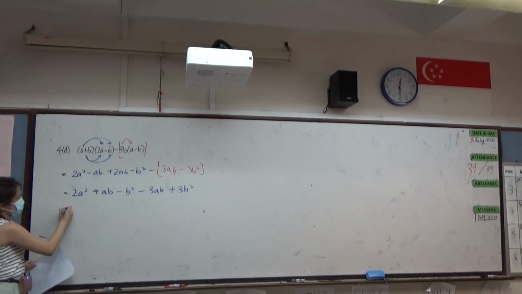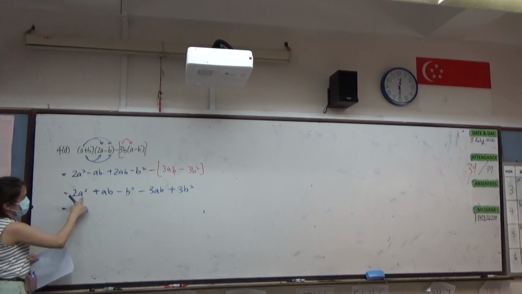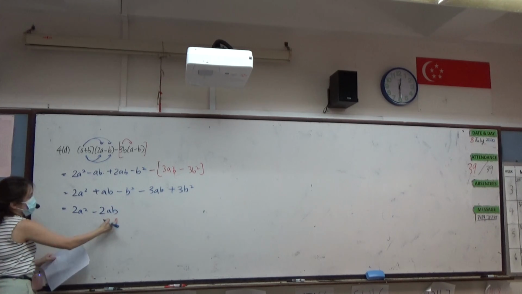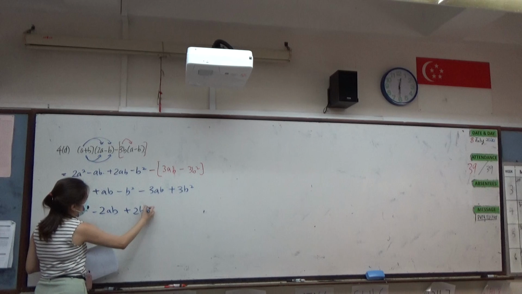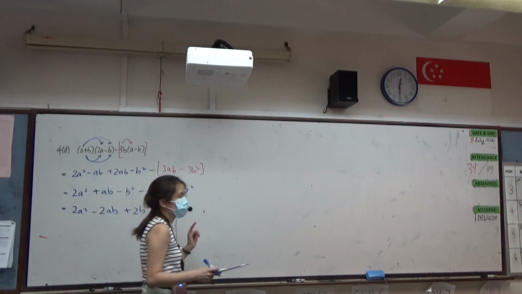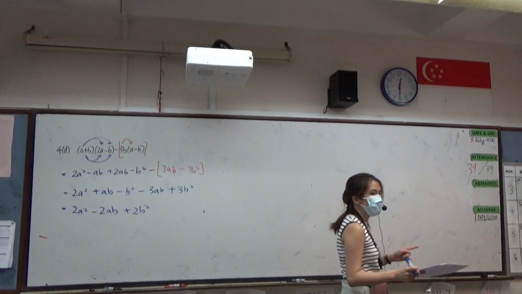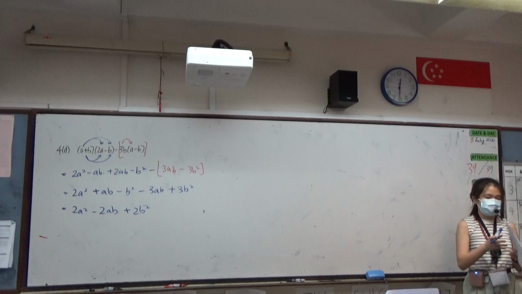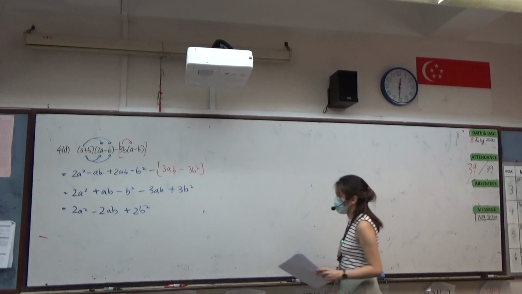Okay, then now we simplify our working. 2a squared plus ab minus 3ab, we get minus 2ab, then plus 2b squared. Okay, so we leave our answer as this. Right, so whenever we are asked to expand, final answer should not have any brackets anymore. When we are asked to factorize, your final answer should have brackets. Okay?